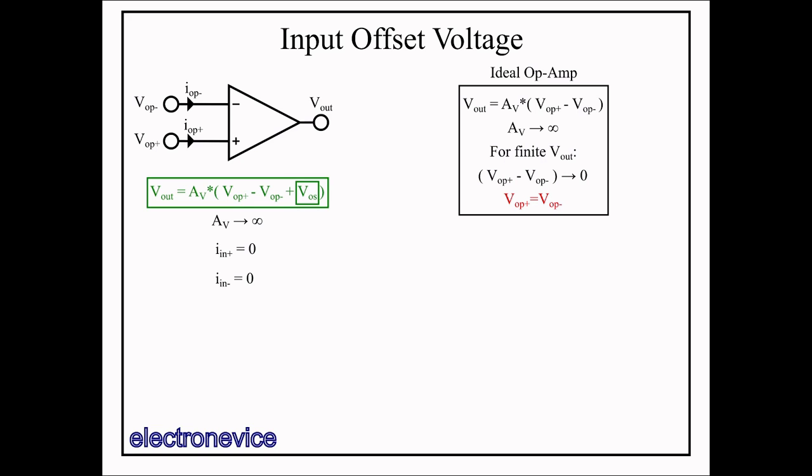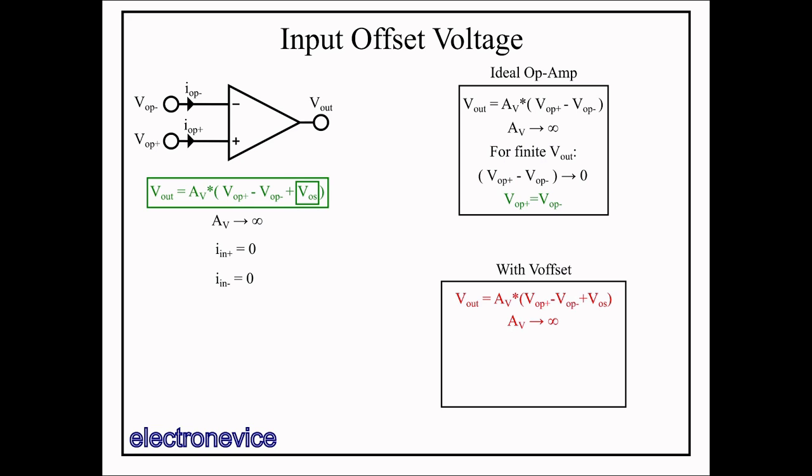Now looking at the op-amp with V-offset, we have the new equation with VOS, with gain still going to infinity. Thus, the expression in parentheses with VOS must go to 0 for finite Vout.